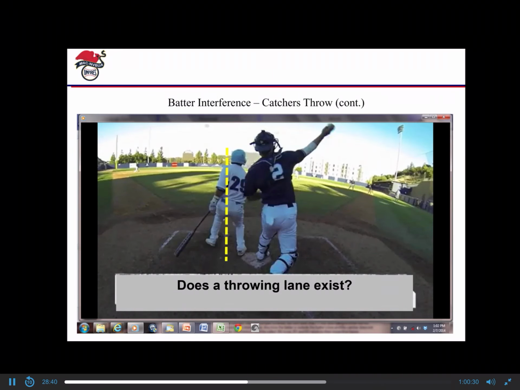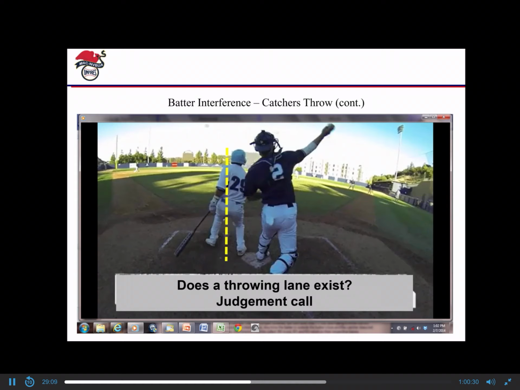Now the question becomes, does a throwing lane exist? And if it does, is there interference? So in our image here, we have a batter who has swung. Is he out of the box? Yes, he is. Is he kind of over the plate? He is. But does the catcher have a throwing lane? And if he does have a throwing lane, then you may not have interference. So this is going to be a judgment call by the plate umpire.